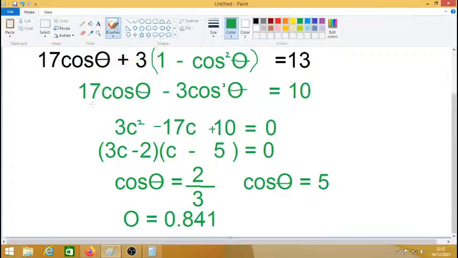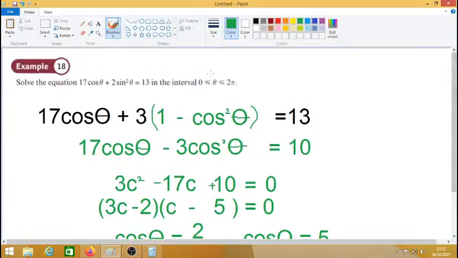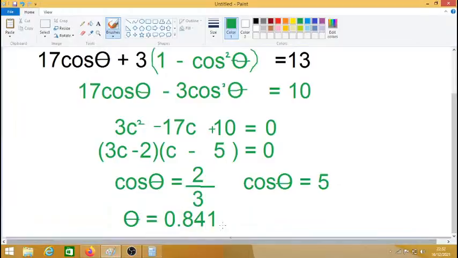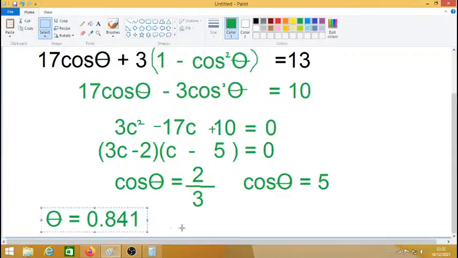But I need to keep going because normally with sine and cos equations, there are multiple solutions. So if you go back to the interval, we need to keep going all the way up to 2 pi. The way I get my second answer is I remember that for the cosine curve, to get the second answer, all I need to do is start with 2 pi and then subtract my first answer. So 2 pi subtract my first answer of 0.841 will give me another answer for theta.